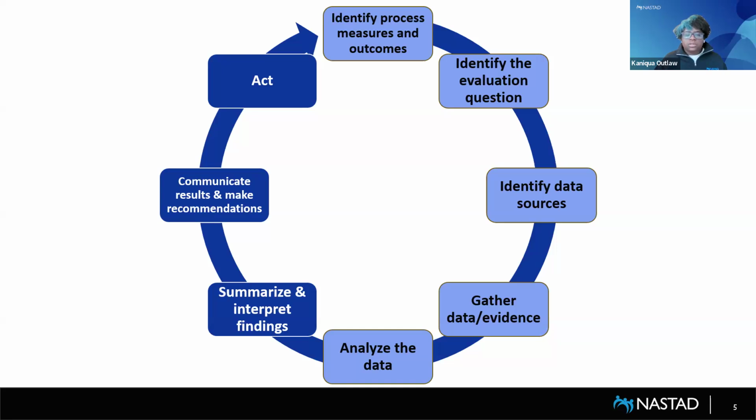Then we're going to look at identifying evaluation questions. And then after that, we'll talk about identifying appropriate data sources to answer those evaluation questions. After that, we'll talk a little bit about what it means to gather available data or evidence. So this is once you've identified what data can answer those questions, how do you go about obtaining it? And then finally, today, we'll broach a little bit on analyzing the data. So once you've collected the data, how do you go about using it and making those decisions?